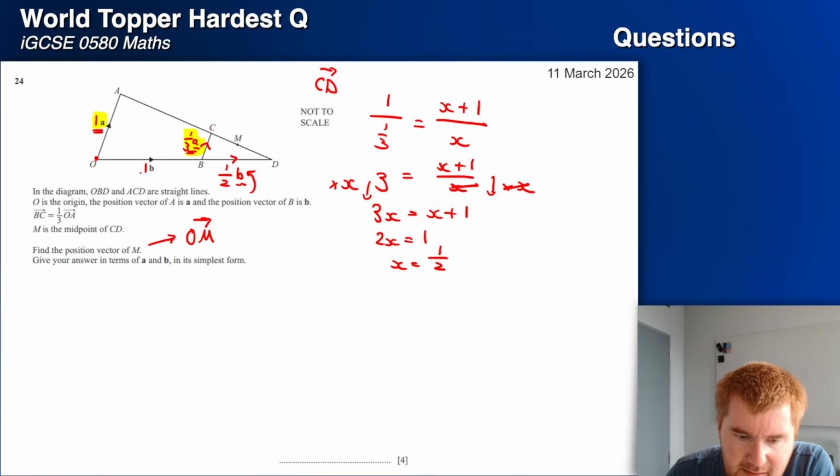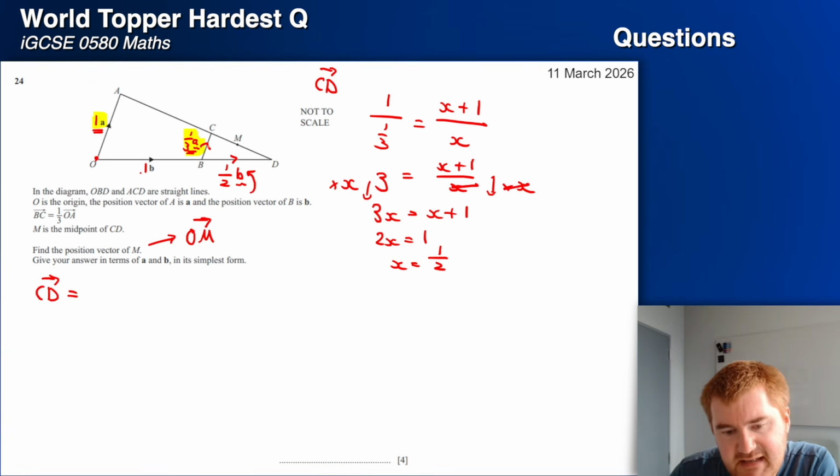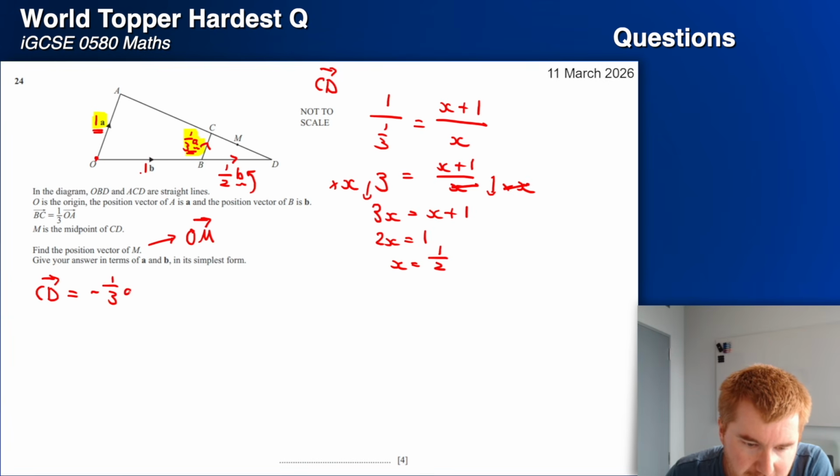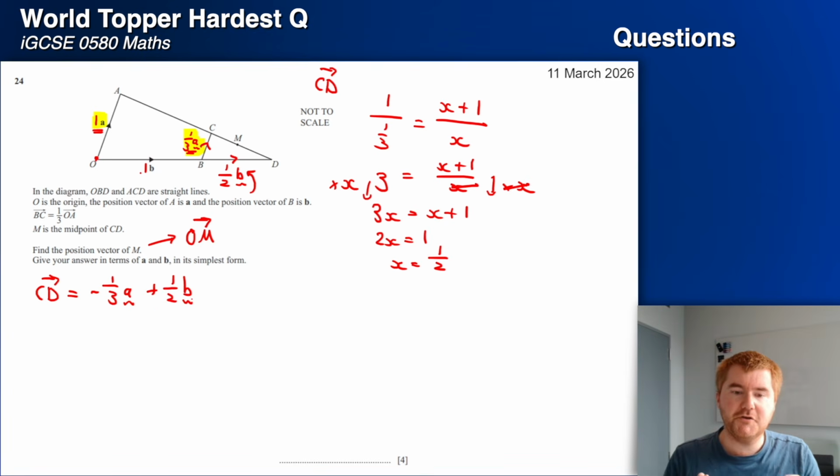Now we can actually work out the vector CD here. Now the vector CD, well, we go against the arrow, so that's going to be minus 1/3 A, and then we go with the arrow using that result that we had before, which is plus 1/2 B. Notice how I approach this question. I know I'm going to need CD in some way. How do I build up those building blocks? Well, we need BD to do that.